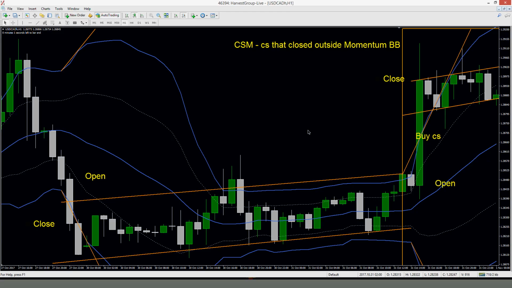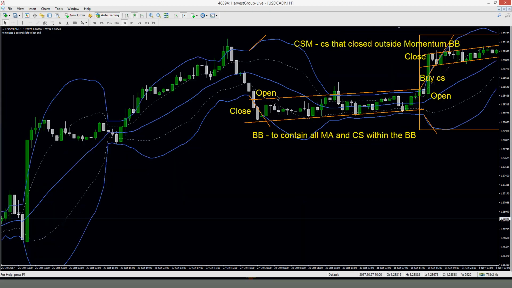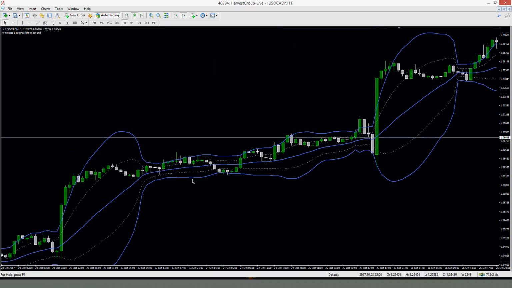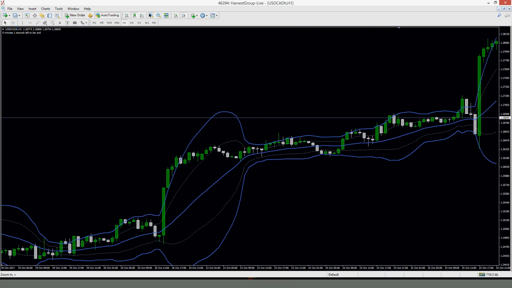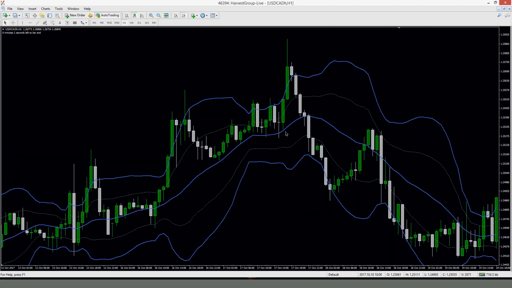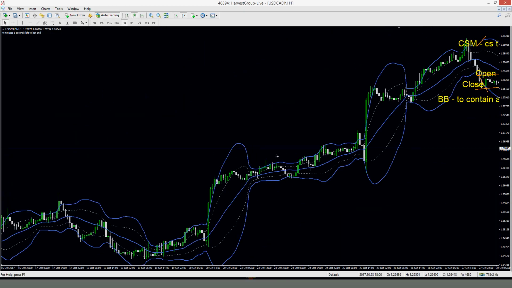Okay, all right. So let me find another example of a sideways Bollinger Band. So as you can see over here, let me just zoom that out, although it's moving upwards, it is still a sideways Bollinger Band. This is very important for us to understand that although the price is moving upwards or downwards, it is still a sideways Bollinger Band.